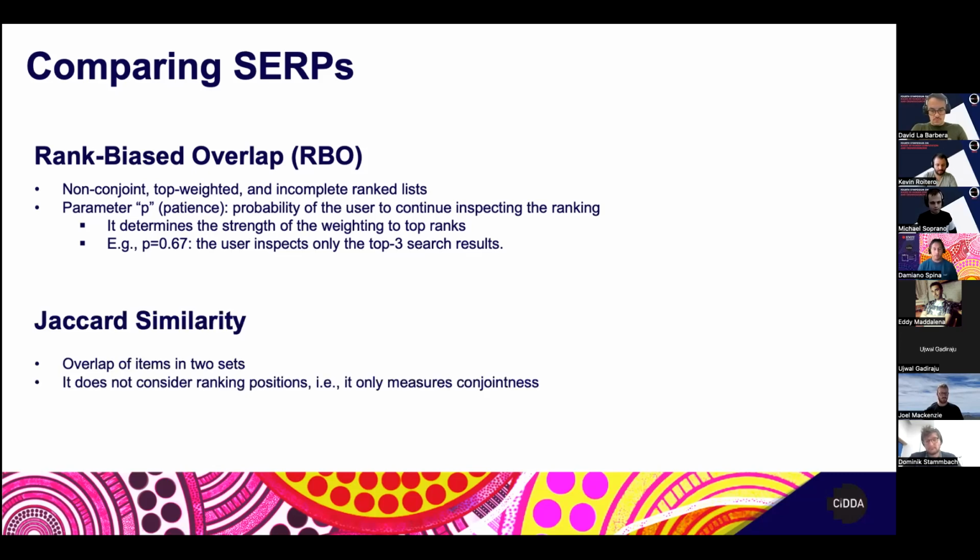Another way of comparing rankings is considering rankings as sets of items, and then you can compare using Jaccard similarity, which looks at the overlap of items in 2 sets. This does not consider ranking positions, but measures conjointness. And in terms of granularity, we can do that at 2 levels. Either we consider the domain of the items in the rankings, or the actual URL, which is more granular.